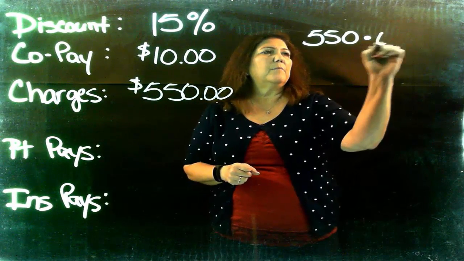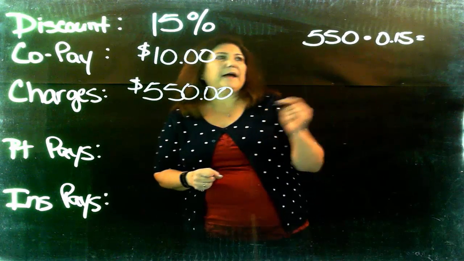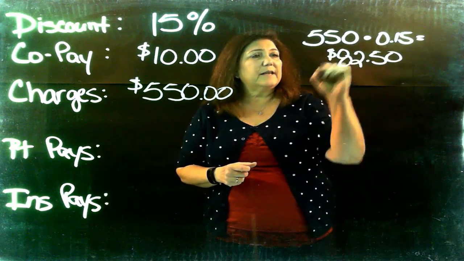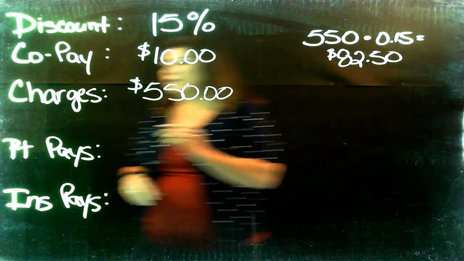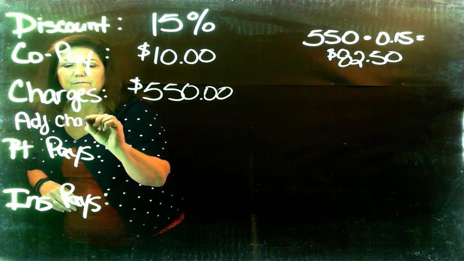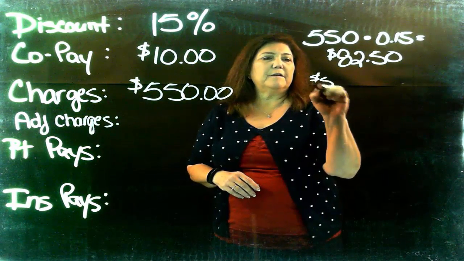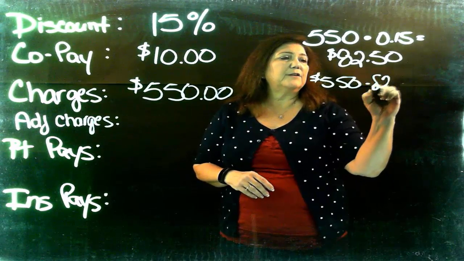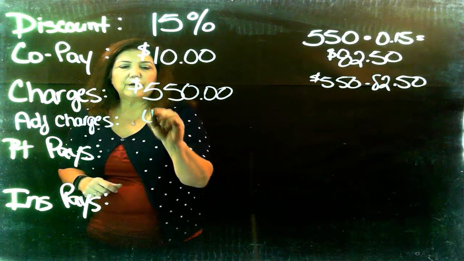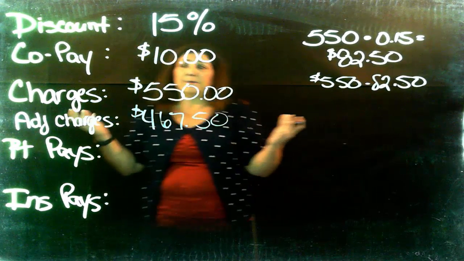So to figure out what the adjusted charges are, I take my $550 and I'm going to multiply that by 15%. And when I do that, that gives me $82.50. That's my discount. So now to figure what my adjusted charges are, I'm going to take my $550 and subtract $82.50 from that, and that is going to give me $467.50.